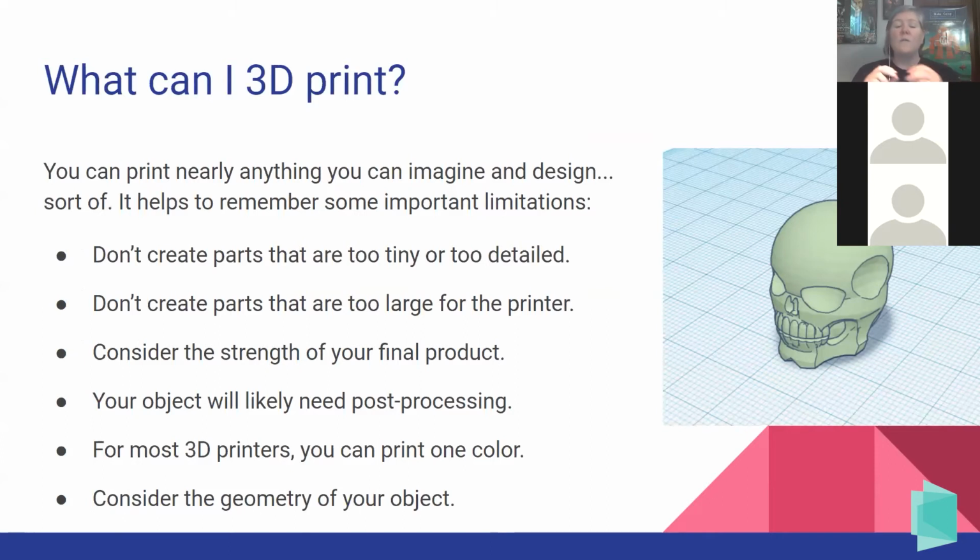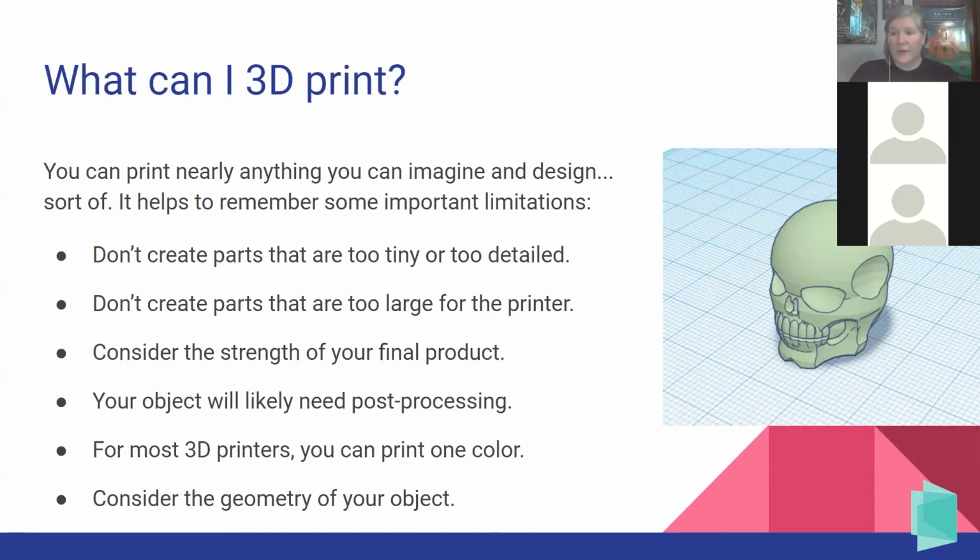But anything that's very, very small and very, very detailed probably isn't going to print very well. You also don't want to make anything that's too big for the actual printer. Our large printer, our Delta style printer, can print up to 10 inches wide by about 14 inches tall. So it's got a pretty good range. But if you're printing something really long, you're going to have to break that down into multiple pieces and attach them rather than try and do one large print.